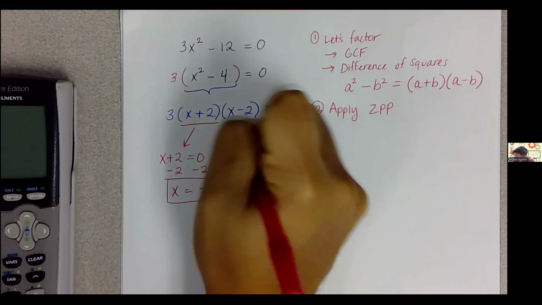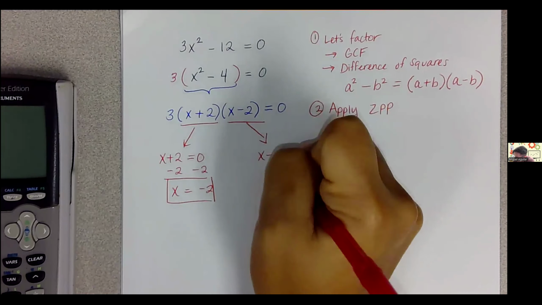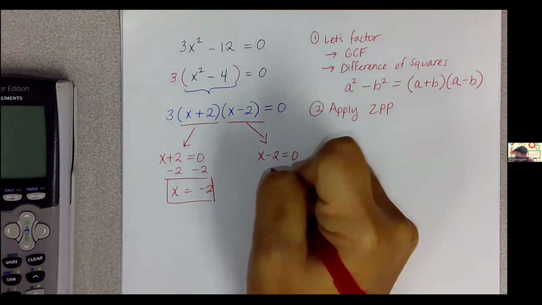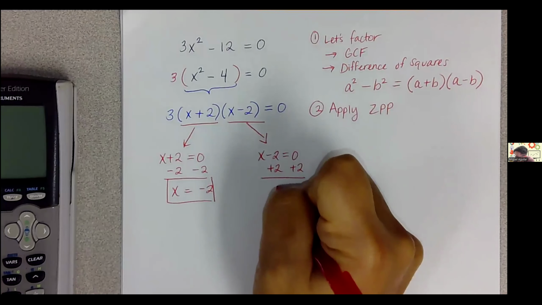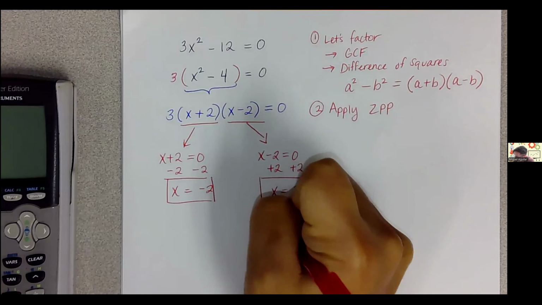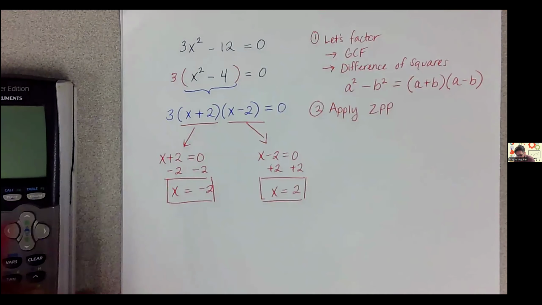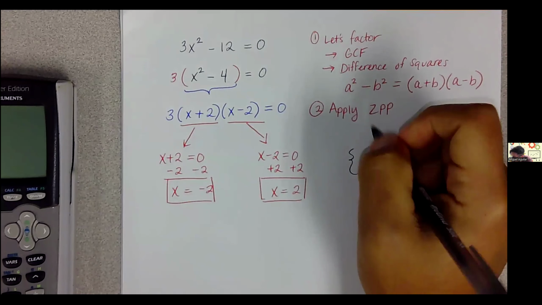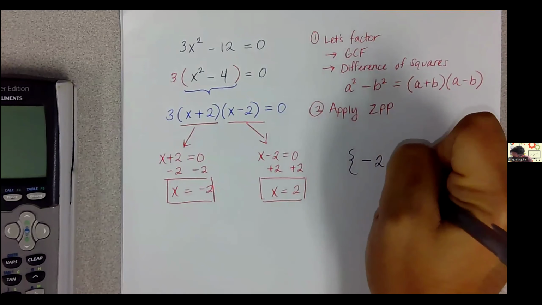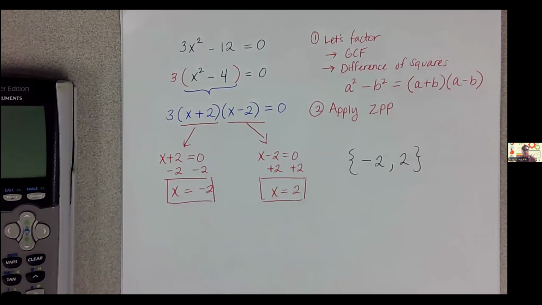Or we can go ahead and look at this other factor, x minus 2, set that equal to 0, add 2 to both sides, and we'll get x is equal to +2 from this linear equation. So we can say to ourselves, at the end of the day, the solution set that we were looking for is -2 and +2. And that equation was solved.